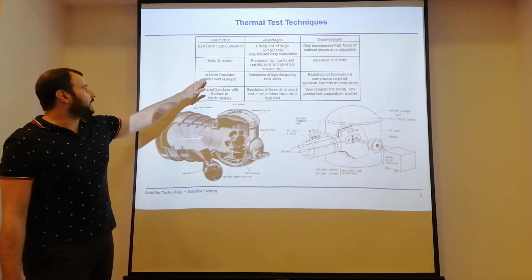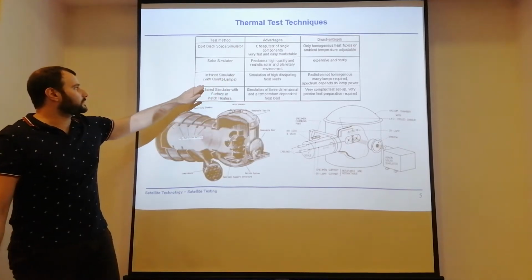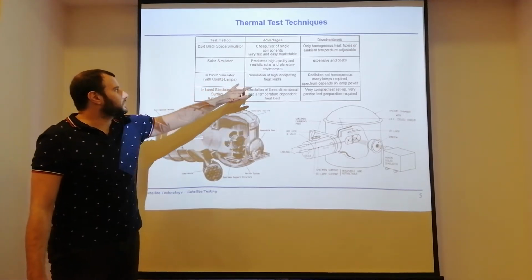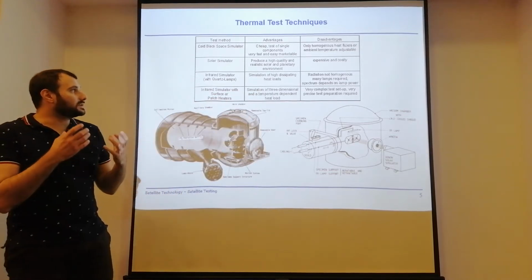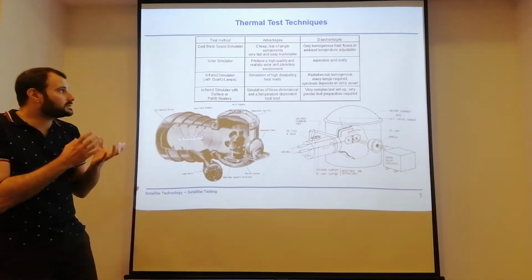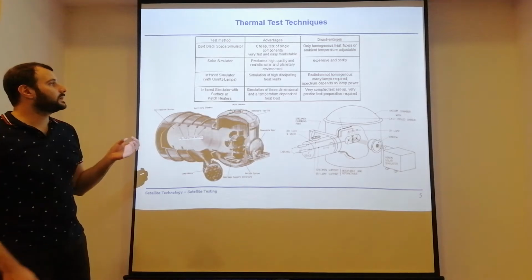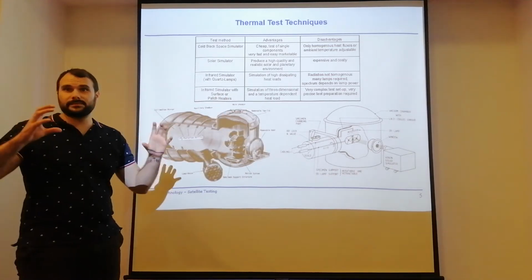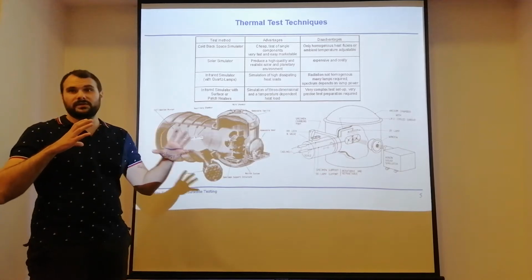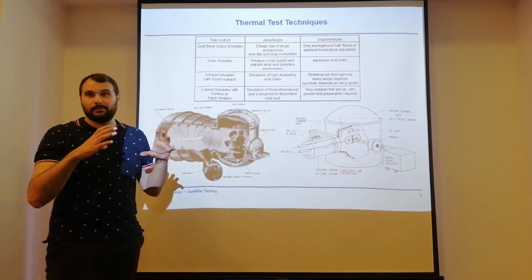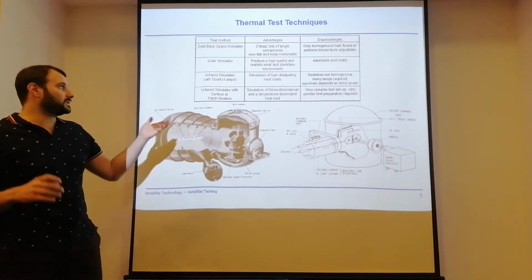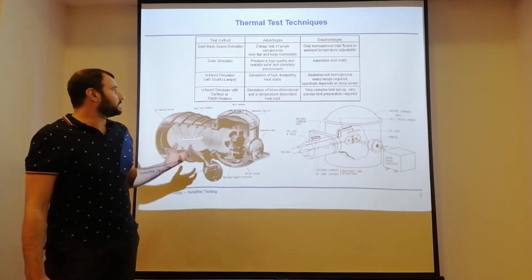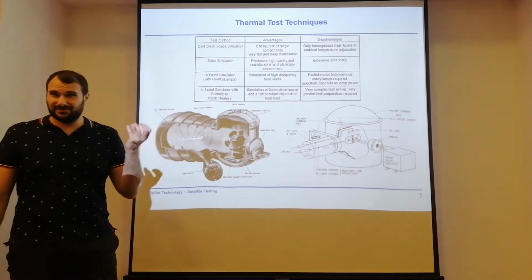Another category are the infrared simulators using quartz lamps, and with this you can simulate the highly dissipating heat loads into the system. But the radiation again is not homogeneous because you have many separate lamps, and the spectrum really depends on the lamp power you use there. So imagine you want to have the infrared energy from the sun, you want to simulate that.